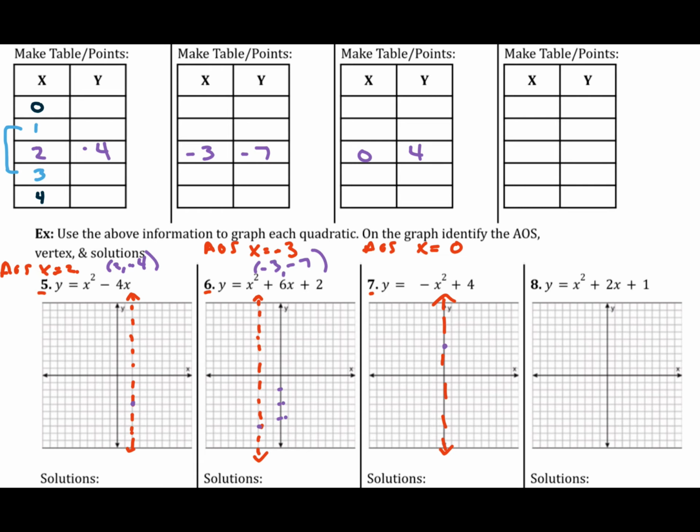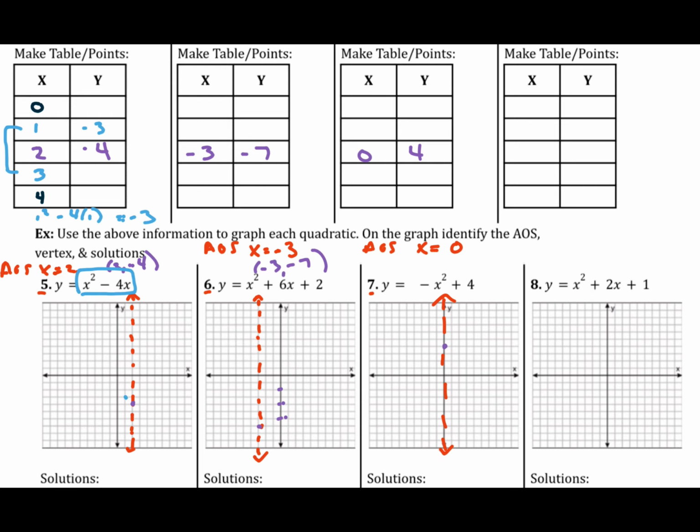So I'm going to do a little scratch work off to the side here, but we are using this function, and we're going to plug in 1. So if I plug in 1, I get 1 squared minus 4 times 1. Well, that's 1 minus 4, which is negative 3. So I'm going to go to my graph. I'm going to graph (1, -3).